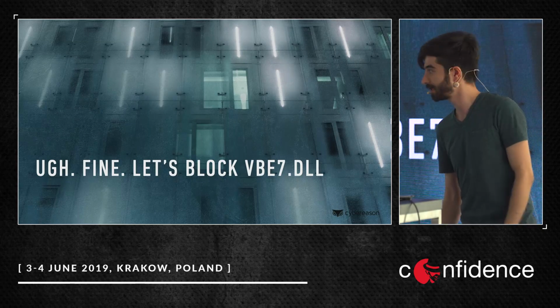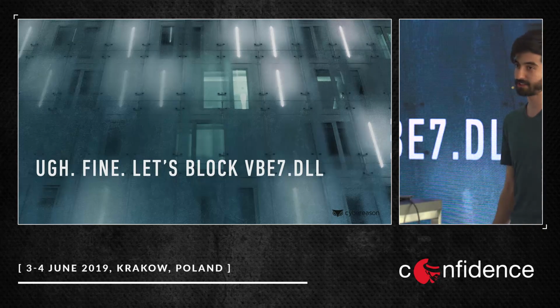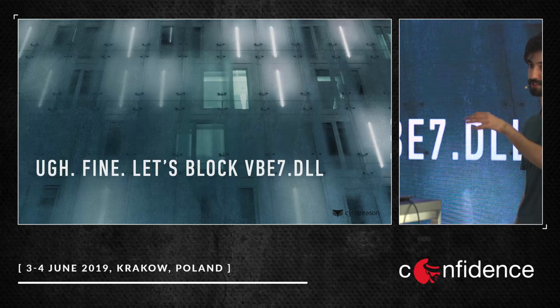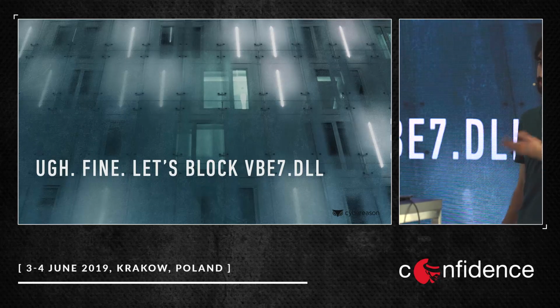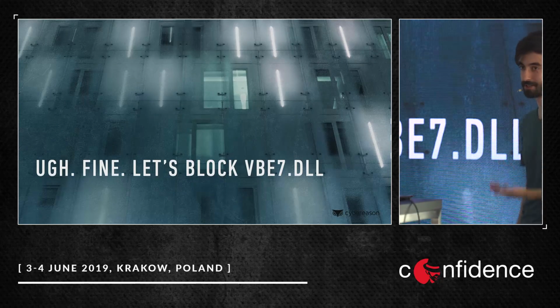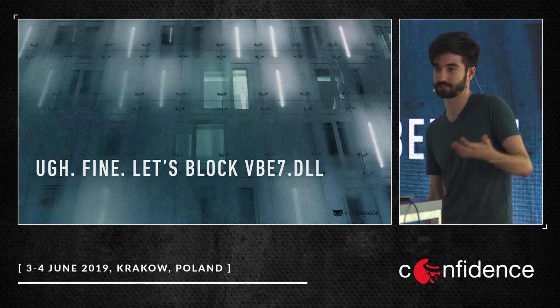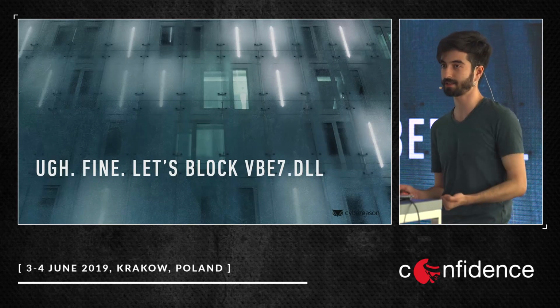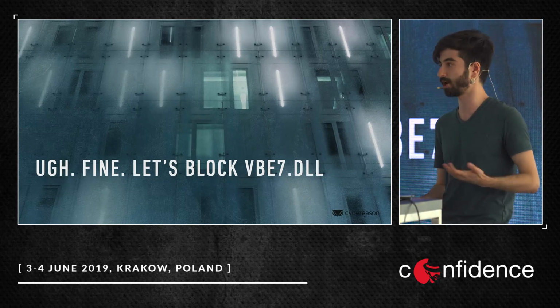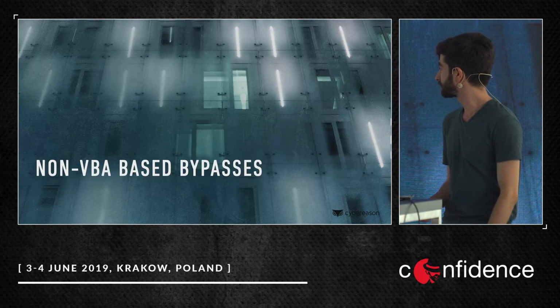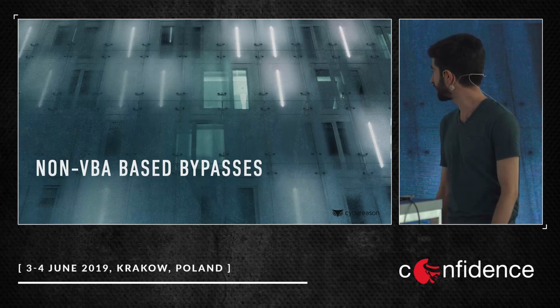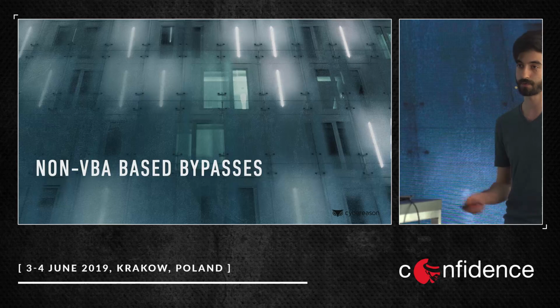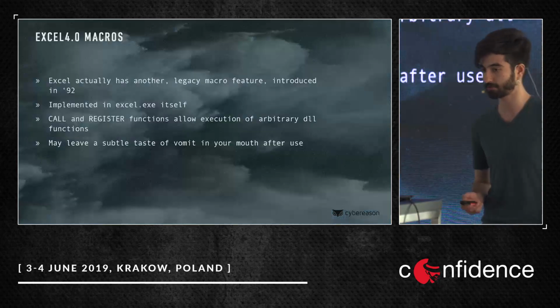So what we can do is just block the VBE7.dll file, which is the library implementing VBA, using device guard. So if you can't load the VBA engine, you can't run VBA, which is fine. And this means, hooray, we are now protected against Office macros. So let's see a couple of non-VBA attacks. So we got bored of macros. Now it's time for more macros.